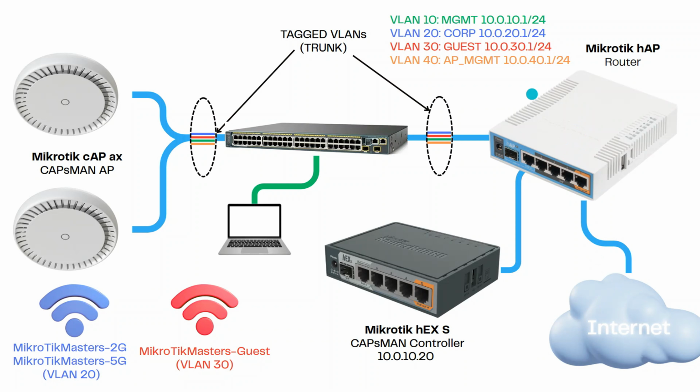I've added this additional VLAN, which is VLAN 40, which is going to be used for AP management. So previously I had this all on VLAN 10. So management for my devices, including the access points, was sitting on VLAN 10. So I've changed that now. So VLAN 40 is going to handle only access point management.